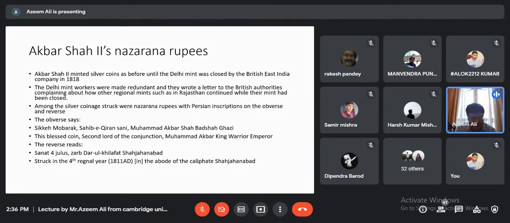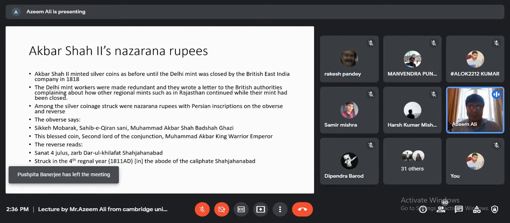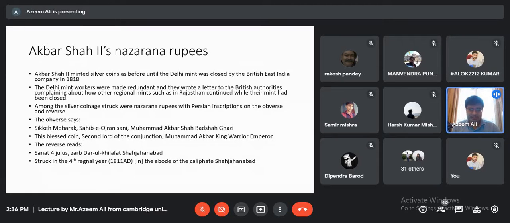And Akbar Shah II minted silver coins, as before, his rupees, until the Delhi Mint was closed by the British East India Company in 1818. The Delhi mint workers were made redundant, and they wrote a letter to the British authorities about how other regional mints, such as in Rajasthan, continued, while their mint had been closed.